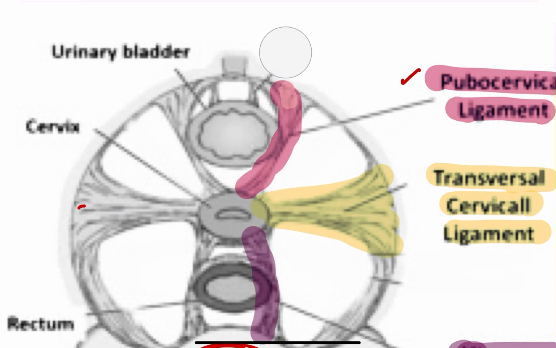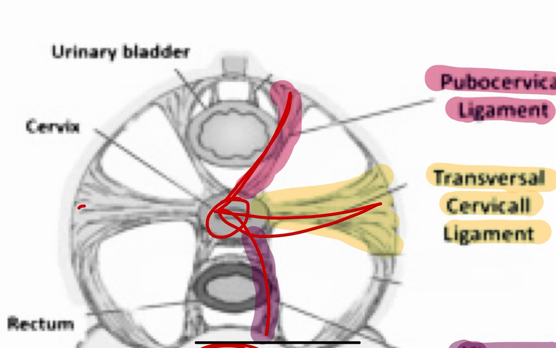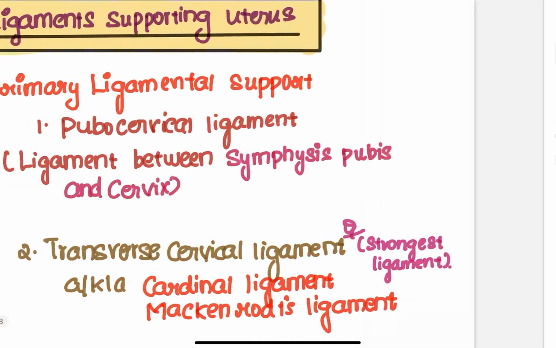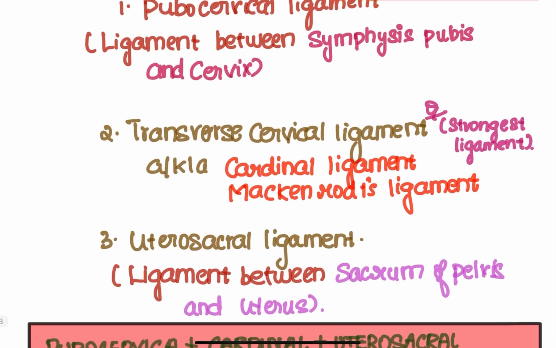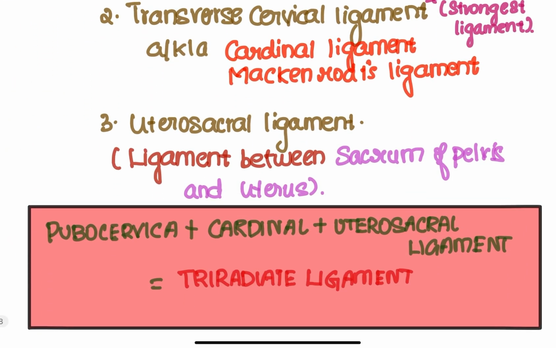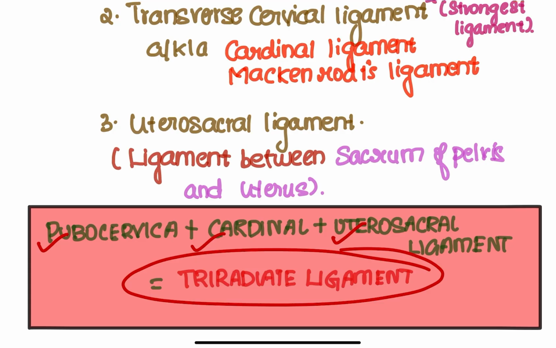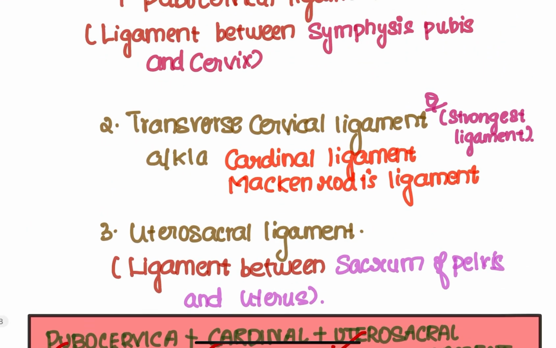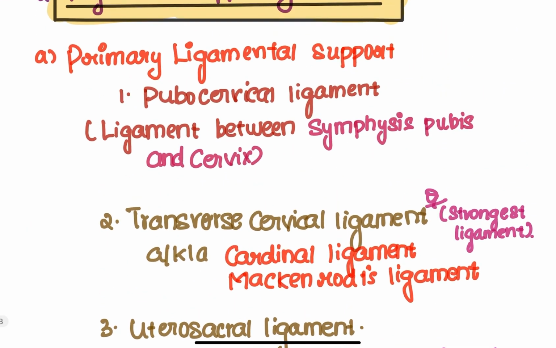As you can see here, let me show you. See, it is radiating from here, right? It is called the triradiate ligament: 1, 2, and 3. Is that clear? So pubocervical, cardinal ligament and uterosacral ligament, on the whole, are called the triradiate ligament.